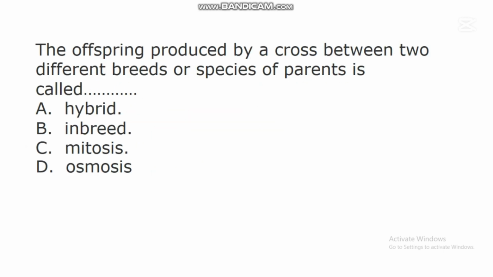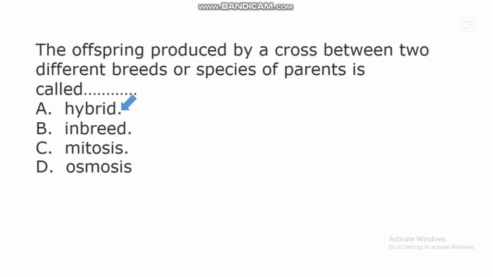The next question says, the offspring produced by a cross between two different breeds or species of parents is called dash. A. Hybrid. B. Inbreed. C. Mitosis. D. Osmosis. In this question, the correct answer is A. Hybrid. Hybrid is the offspring produced by a cross between two different breeds or species of parents.